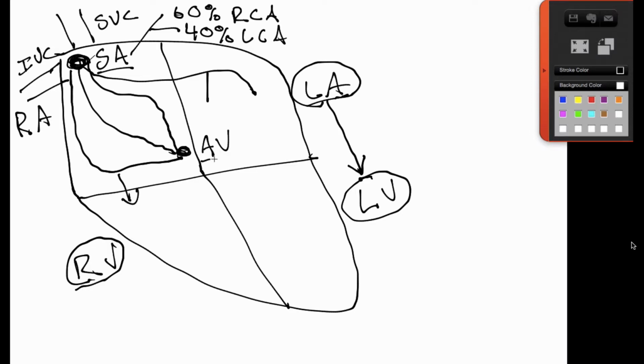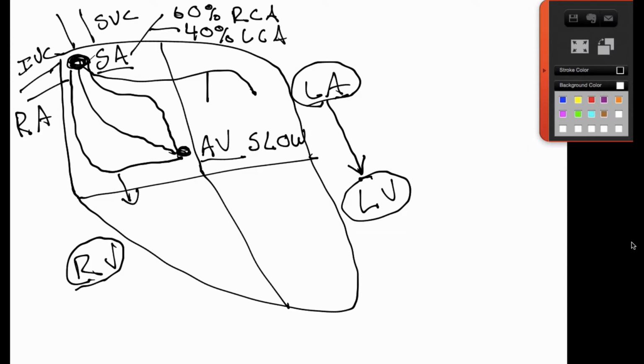So now we're at the AV node. What is the role of the AV node? Why do we have one? Why don't we just go straight from the SA node into the ventricles? Well, the job of the AV node is to slow down that electrical signal. Why would we want to do that? Well, the electrical signal is traveling faster than the muscle cells can contract in the atria.